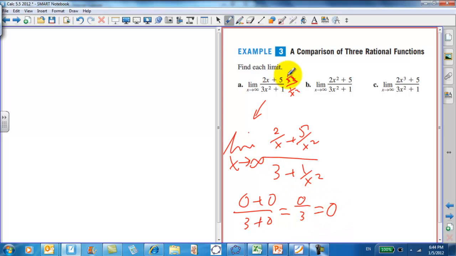So that's a little formal proof of what we knew from before, that if the bottom degree is higher than the top degree, then the bottom is going to grow faster than the top, and the whole thing will just approach a horizontal asymptote of 0.